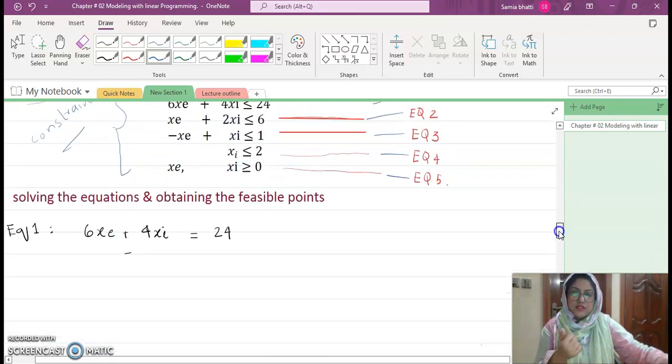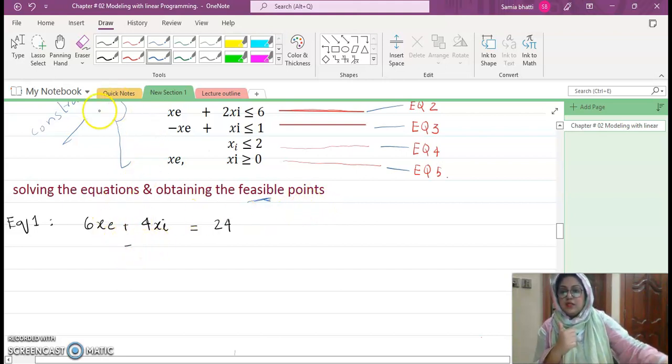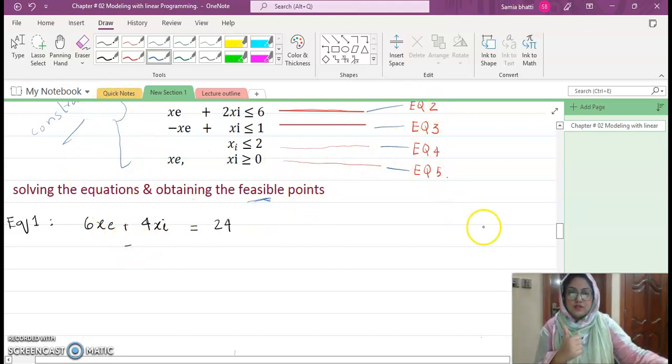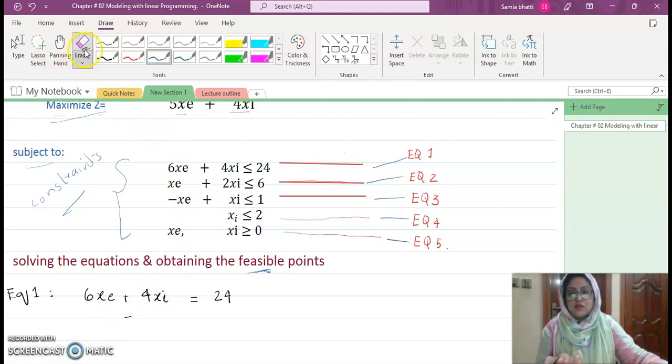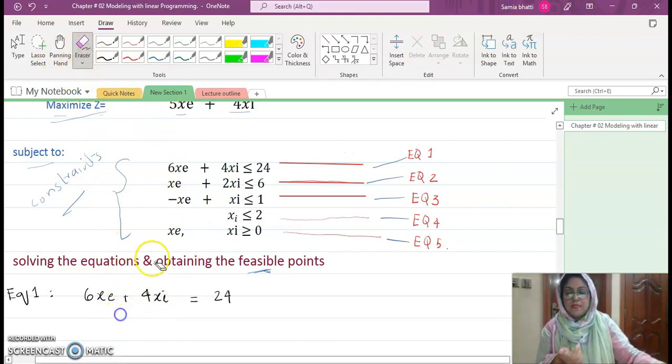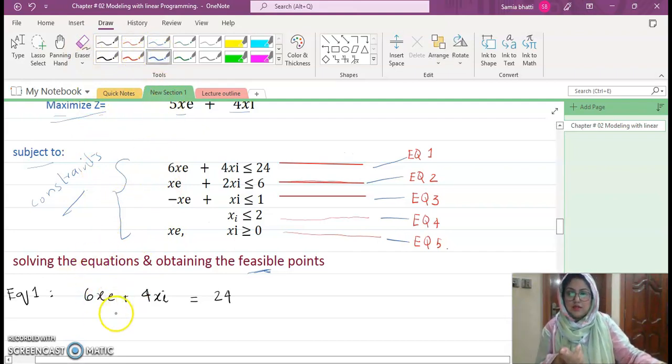So now we are solving the equations to obtain the feasible points. Feasible points are very important because with these we will be able to find our solution. So the first equation, we are going to solve the first LP equation. It's called an LP equation, linear programming or linear equation, because it has only two variables, right? And also it has no exponents with it. Such a case is called a linear equation. So now we are going to solve it.